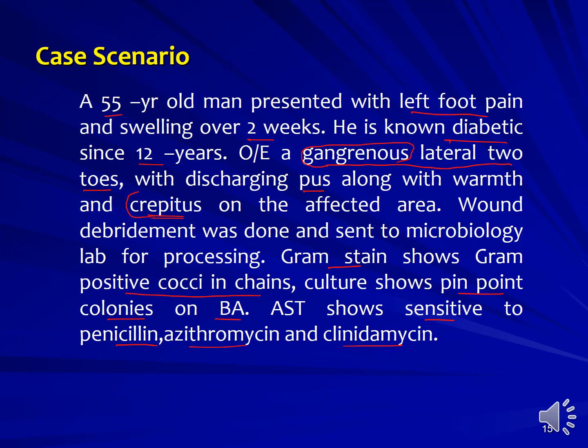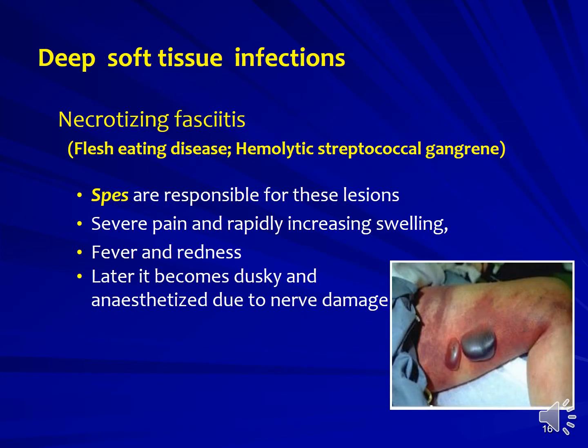The crepitus you can see, that means if you are able to see crepitus in the lesions, a lot of gas is associated with that particular gangrenous area, just like Clostridium welchii, which is mainly responsible for gas gangrene. Like that, these organisms are also responsible for gangrenous lesions. These gangrenous lesions are deep-seated lesions.